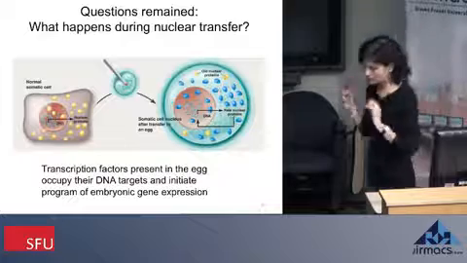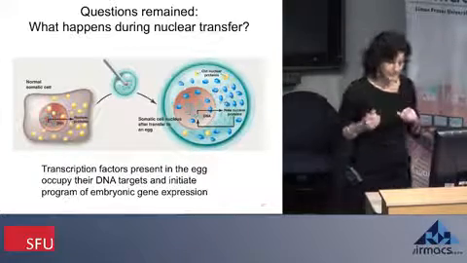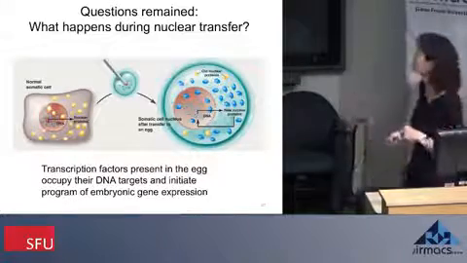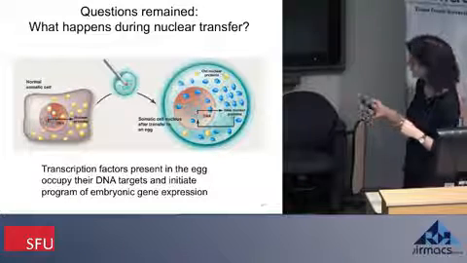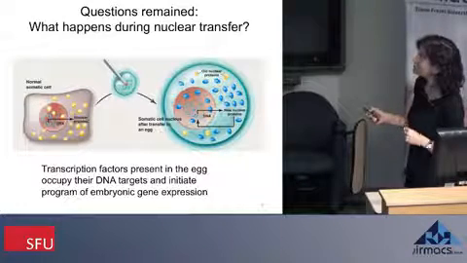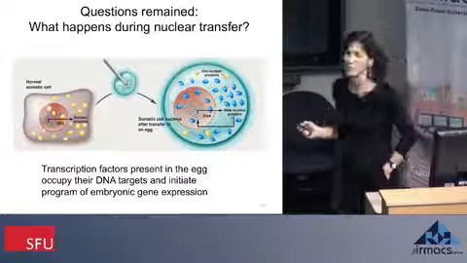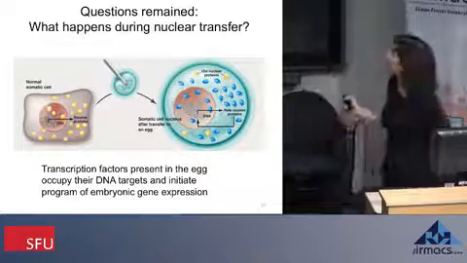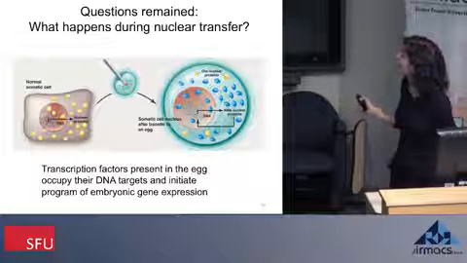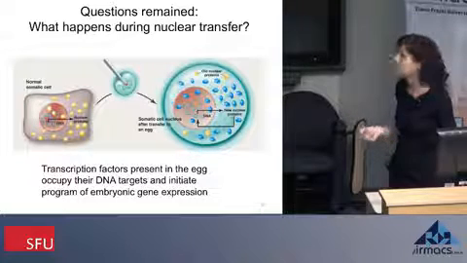So I just want to spend 2 more slides talking about the mechanism behind this. So in this cartoon, this is just a somatic cell. So this could be your fibroblast from which the nucleus is removed. So this orange thing is the nucleus. And here in green is the egg that nucleus would be placed into.